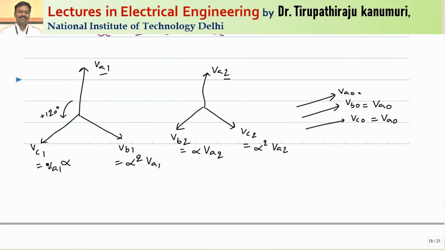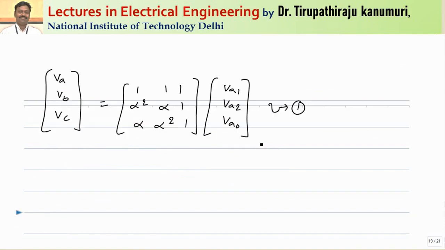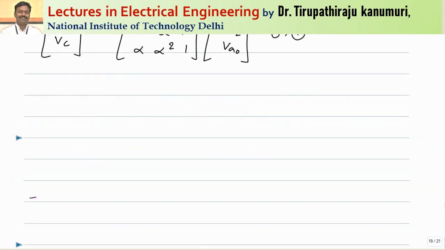Similar is the case for VC. For VC, VC1 is alpha times VA1, here it is alpha square, and here it is 1 times. So alpha, alpha square, 1. I think this is clear up to now. So this I can write in this form: the value of VP will be equal to A times Vs. Let us take it as equation number 2.